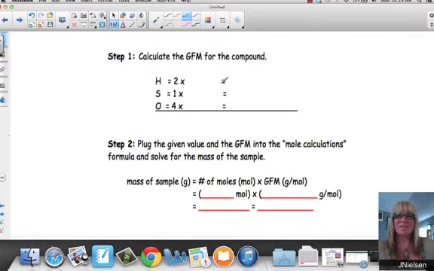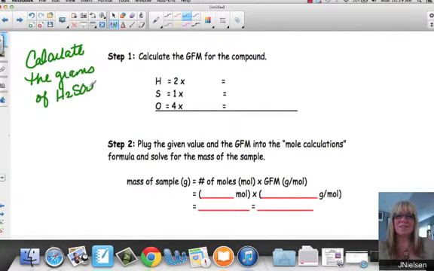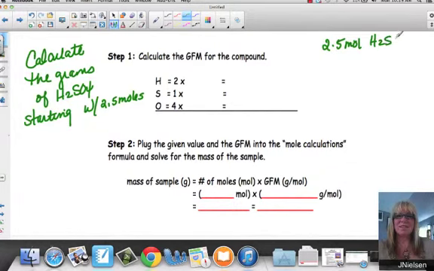We're missing part of the problem here. So they want us to calculate the grams of H2SO4 if I'm starting with 2.5 moles. So again, what am I given? 2.5 moles of H2SO4. I have to find the given mass of H2SO4. That's my question mark.